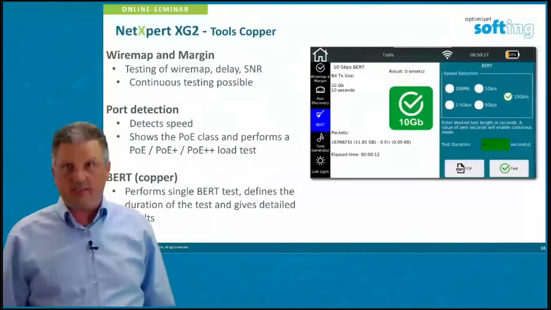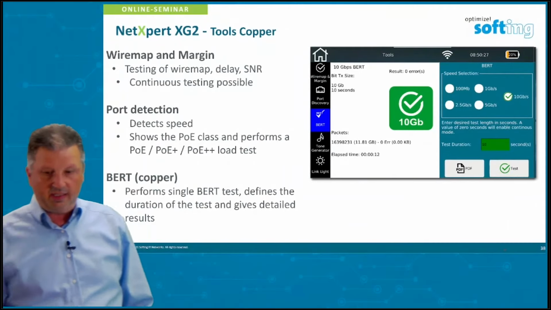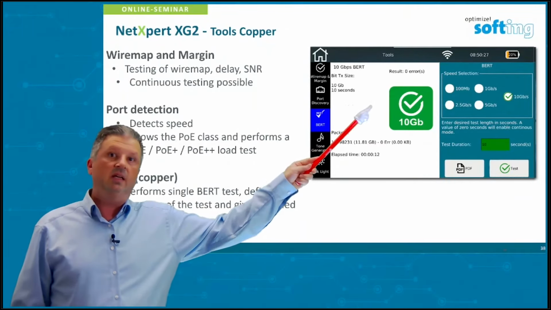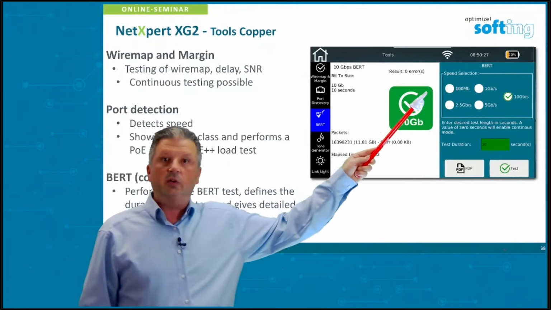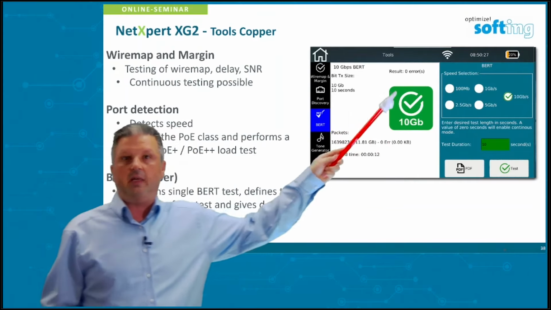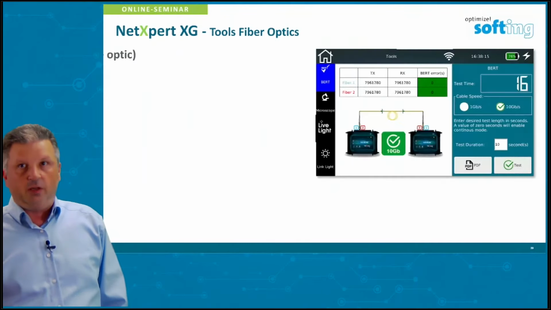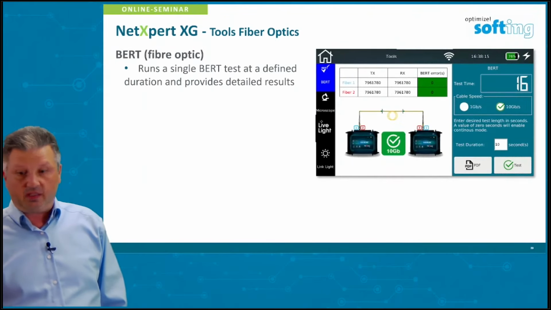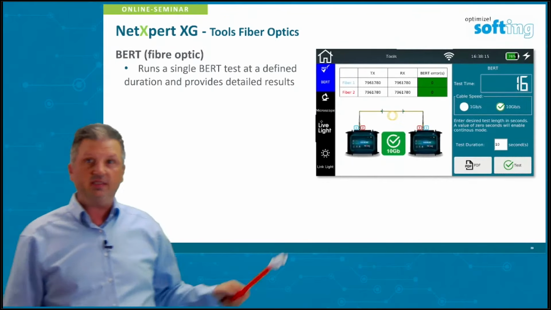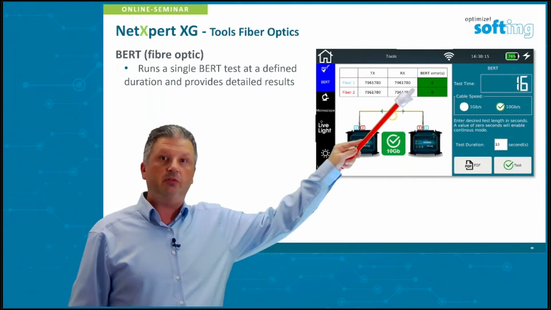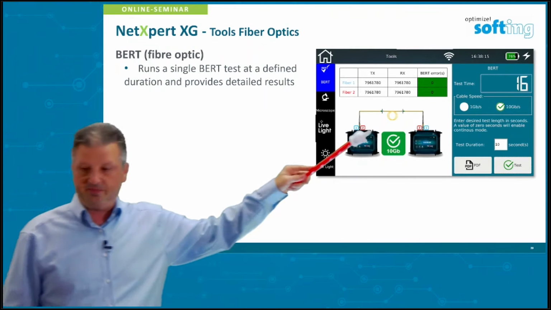And then, the Bert test itself for copper always gives you the details: it was passing with green, or you have a fail on it, then comes a red icon. When we go to fiber and tools, then we have also the Bert test available, the same as we have in copper, and we do it in fiber for 1 and 10G.